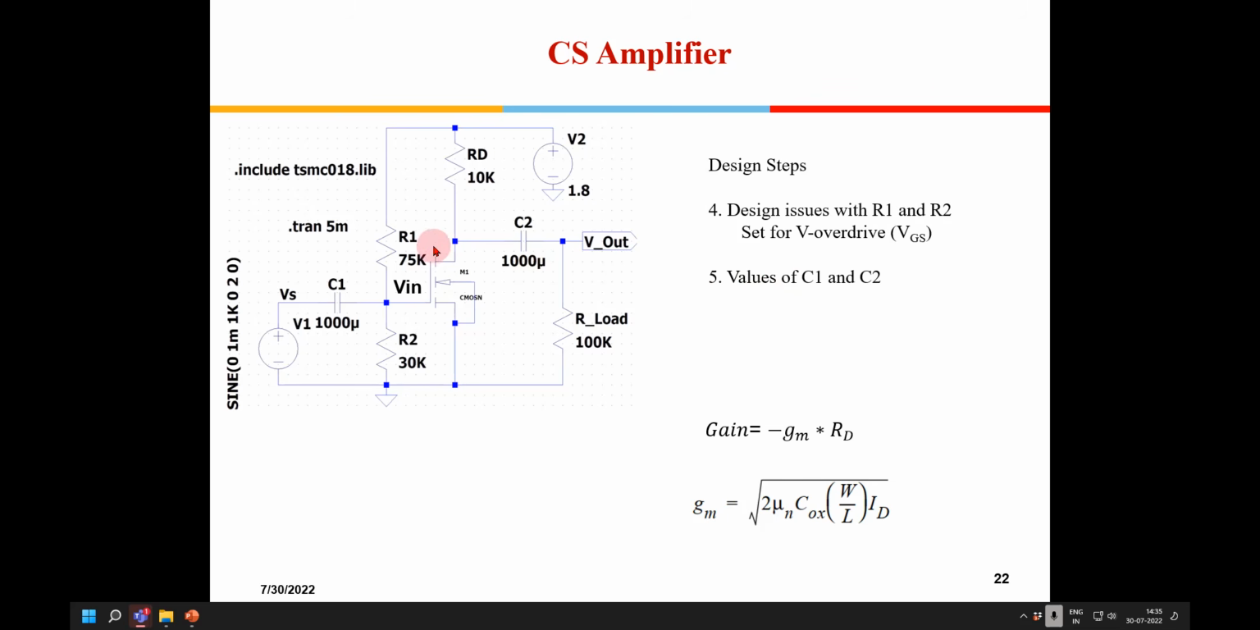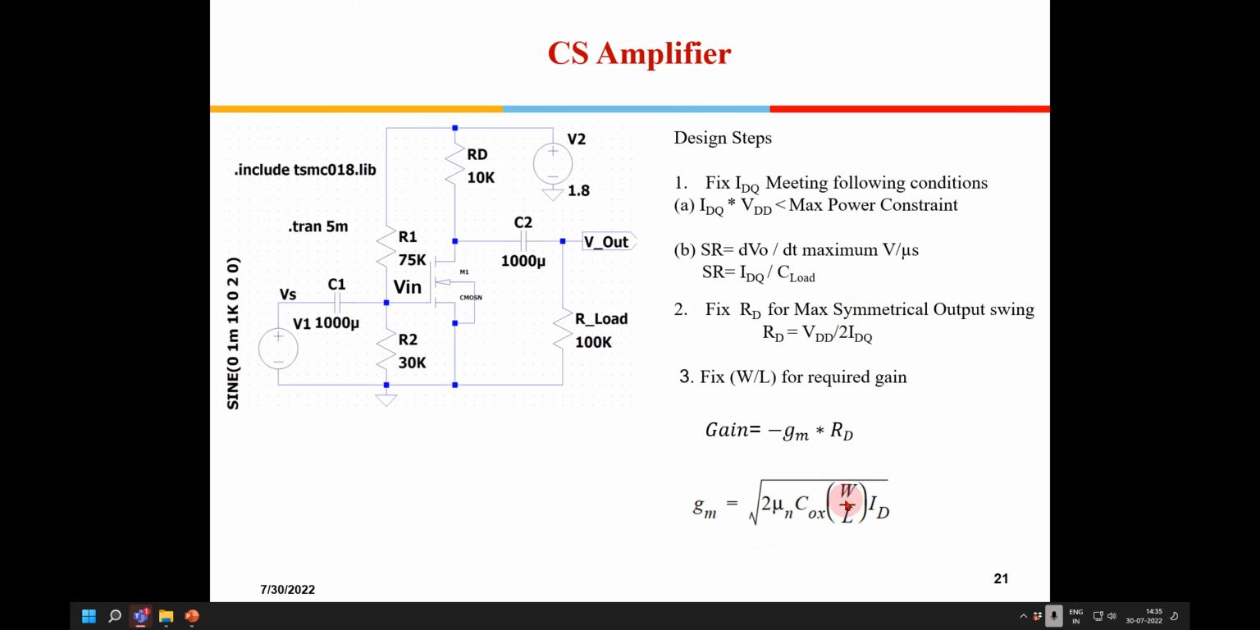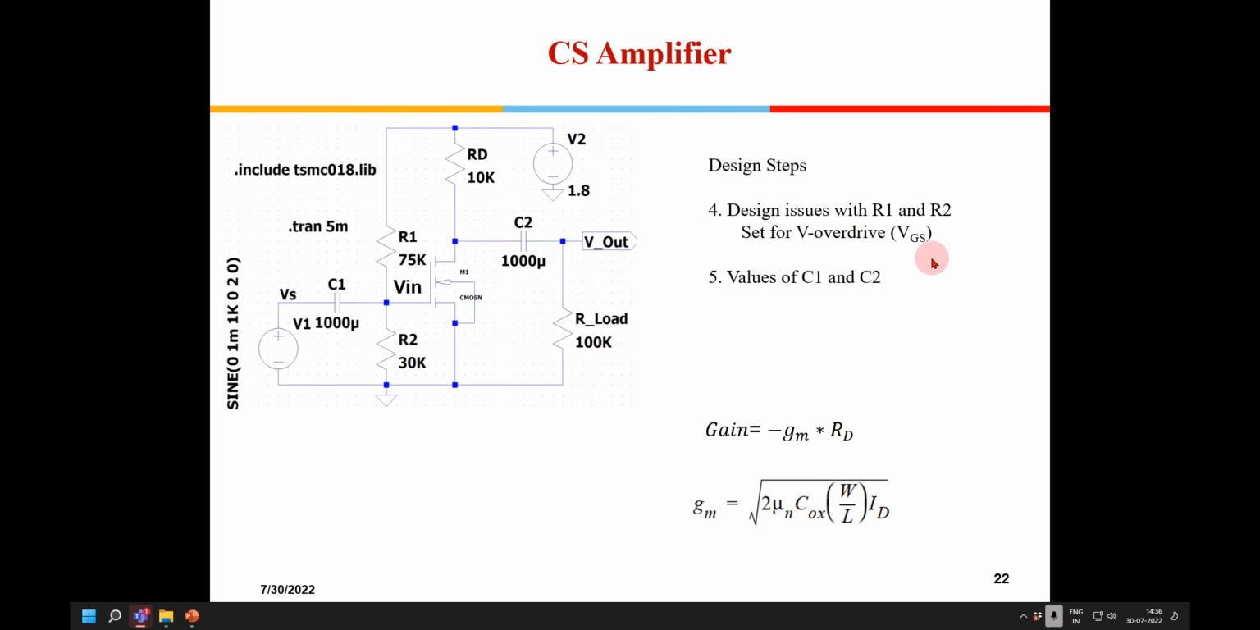Okay. So now I have decided the value of W by L. Now I want R1 and R2. Now from this ID equation, you have that particular big equation, right? From there, can I find out V overdrive? ID is fixed, W by L is fixed, so from the normal ID equation I can find V overdrive. Once W by L is fixed, ID is fixed, V overdrive, VGS minus VTH, can be found out. Once V overdrive is found, you can find out VGS also. That is overdrive plus VTH, right?